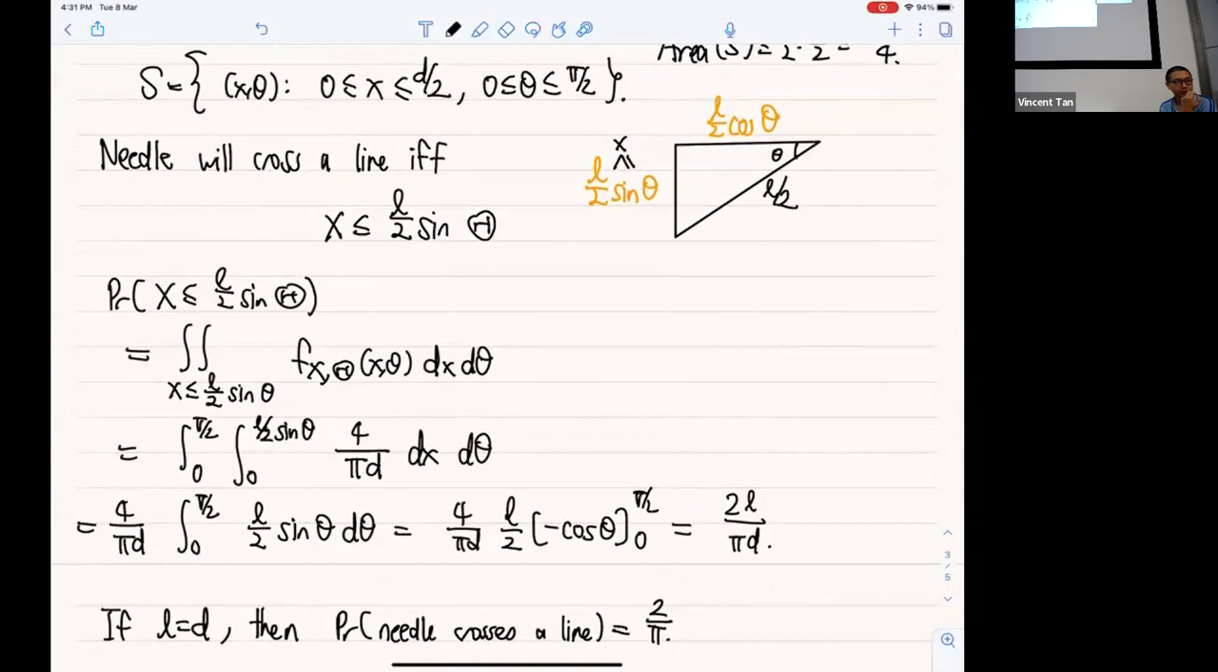This is not so straightforward. Because now this is a strange region, and this is a strange event that we are integrating over. It's not a rectangular thing. So we have to take care.